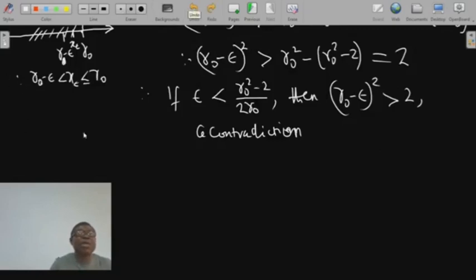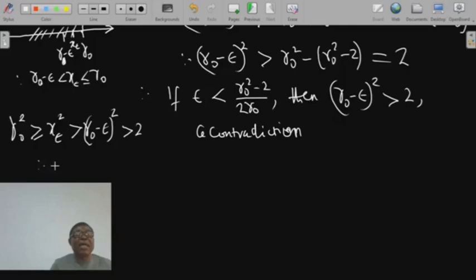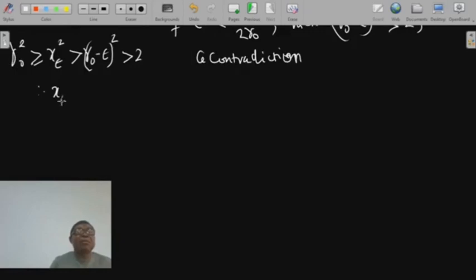So from here, watch and see what I'll do. What we'll get from here is that gamma naught squared will be bigger than or equal to x epsilon squared, which is really bigger than gamma naught minus epsilon all squared. And from this, with epsilon lying within this range, we'll get that this thing is greater than 2. And this means that x epsilon squared is bigger than 2. And this is that contradiction.